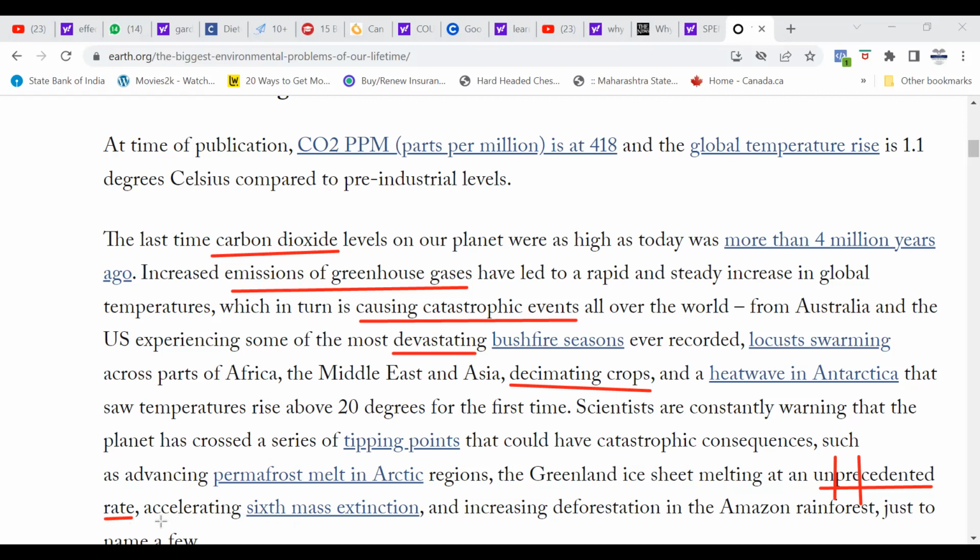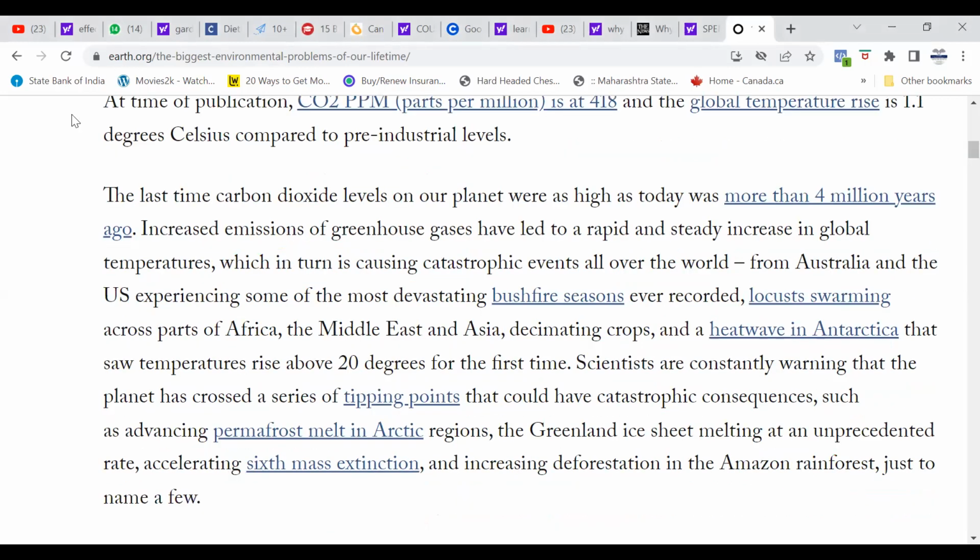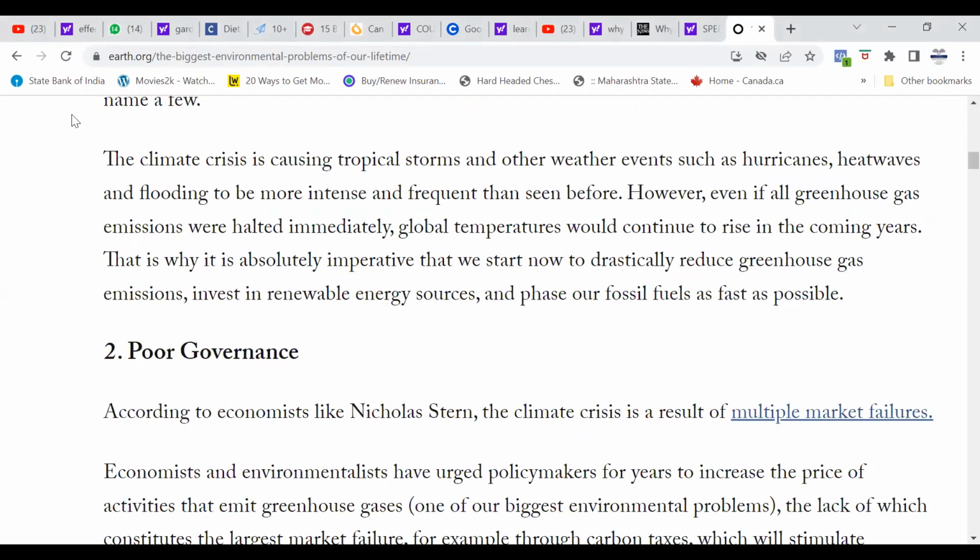Mass extinction, accelerating. Like declining and decimating, instead of decreasing or increasing, you can use these words. Accelerating, imagine a car, it is increasing at a very fast rate. Have you noticed? Every and any environment topic you take, you can use these generic words. Drastically reducing greenhouse gases.